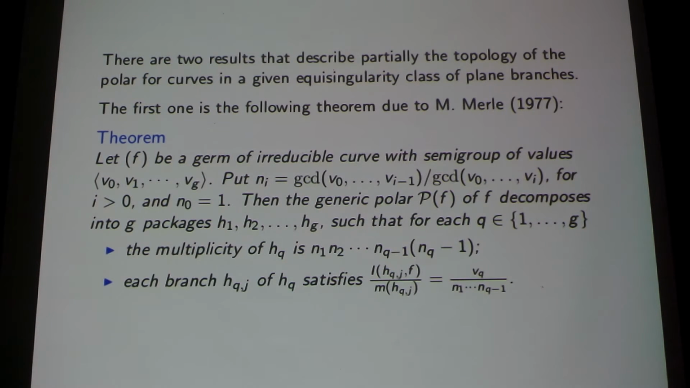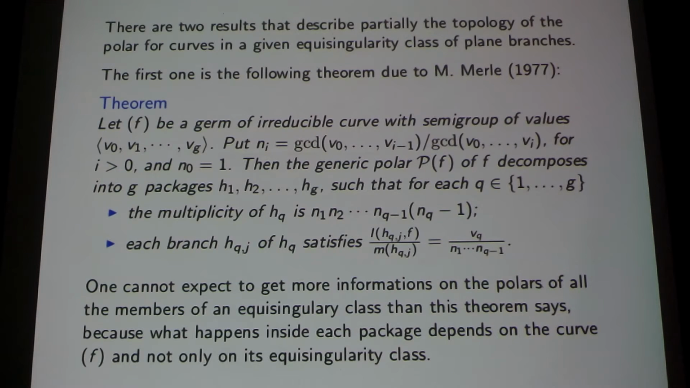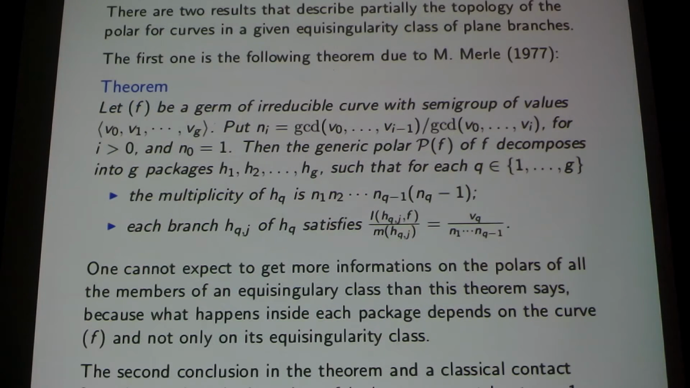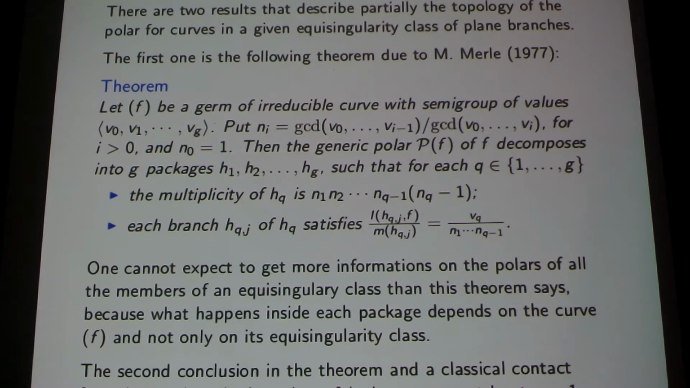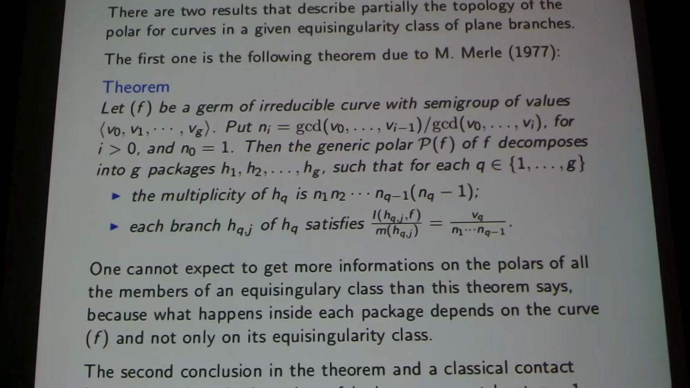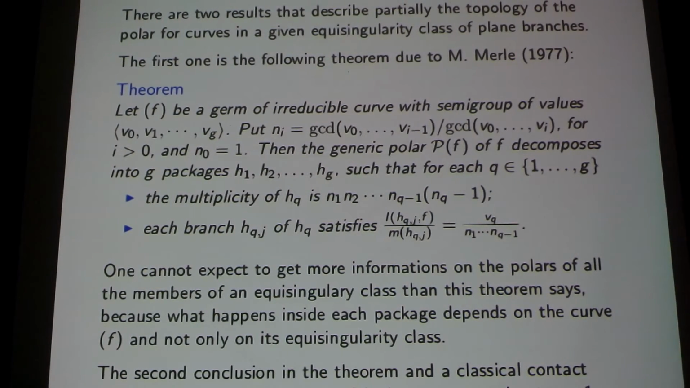Okay, this is a very beautiful result. And one cannot expect to get more information from the polars of all the members of an equisingularity class than this theorem says, because what happens inside each package depends on the curve f and not only on its singularity class. So you have this rough decomposition, but inside each package you don't know what happens. The second conclusion in the theorem, together with the classical contact formula, says that the branches of H_q have genus at least q minus 1.